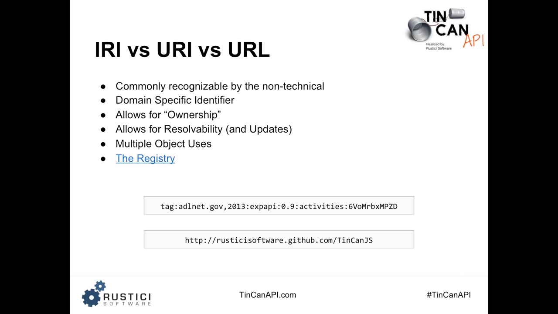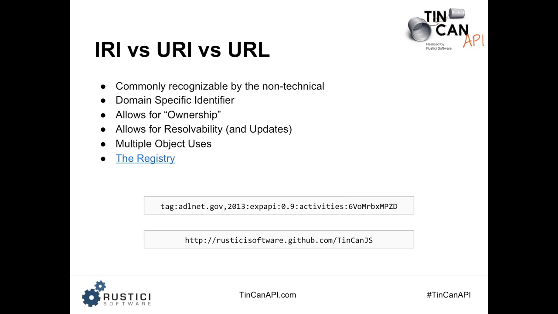One of the reasons for choosing URIs as identifiers is because they're commonly recognizable by the non-technical. Pretty much anybody who has used a web browser, certainly these days, has seen the URL bar, they've seen a web address, and so they recognize at least the URL. Another couple of reasons for using URIs as identifiers: they allow for domain-specific identifiers, and domain-specific identifiers allow for ownership.